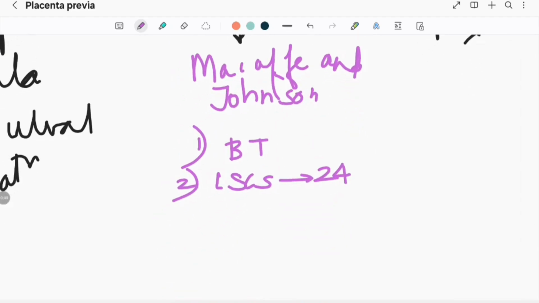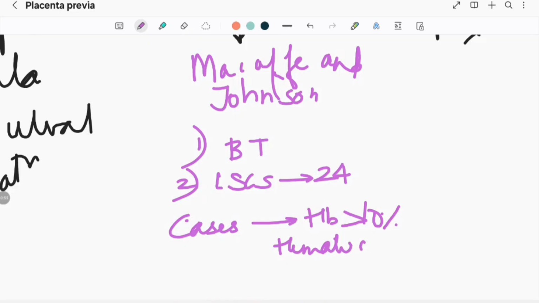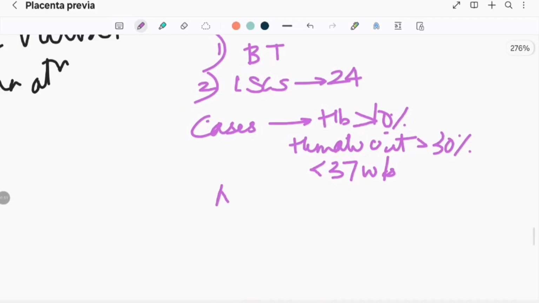Then selection of the cases for expectant management. So the cases which are to be selected should have a hemoglobin of more than 10, and hematocrit should be 30% or more than that. Then duration of pregnancy should be less than 37 weeks, and active bleeding should be absent. No active bleeding.